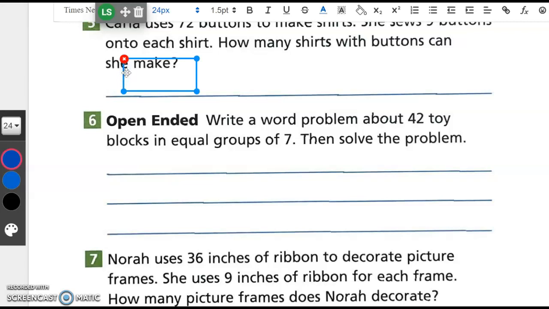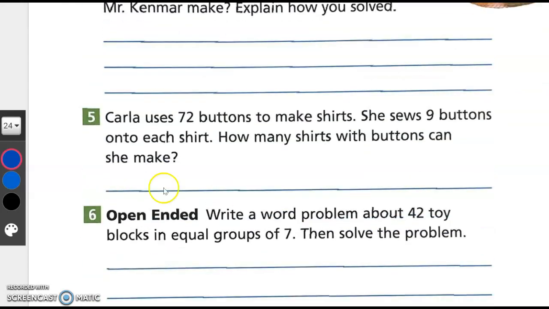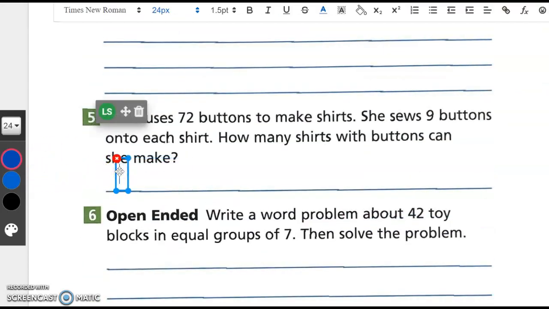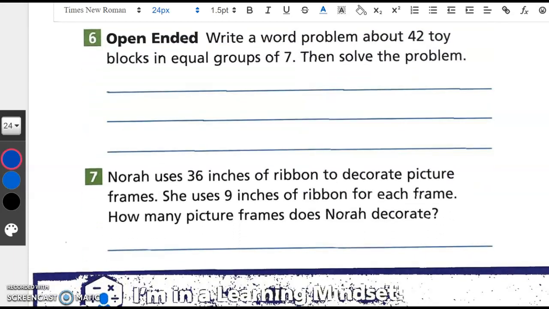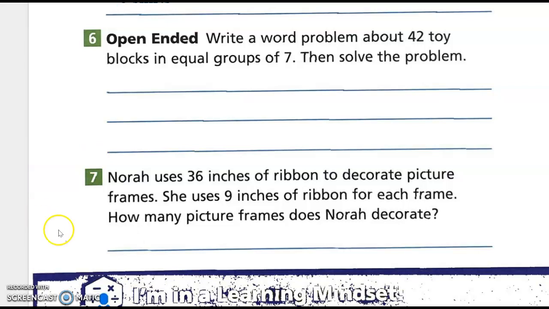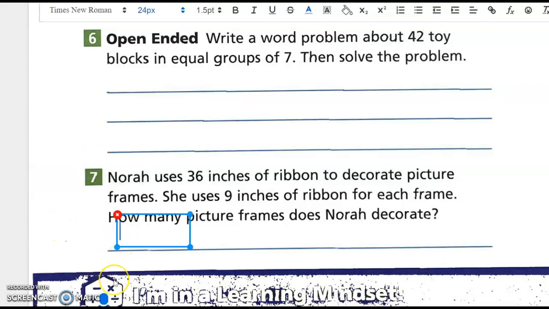So 72 buttons made and 9 buttons on each shirt. So you could have drawn 72 buttons and circled groups of 9 to get 8 shirts. And then on 7, we would draw 36 inches of ribbon. So you could have drawn 36 boxes all together, and you should have gone back and circled groups of 6. So there would be 4 picture frames.